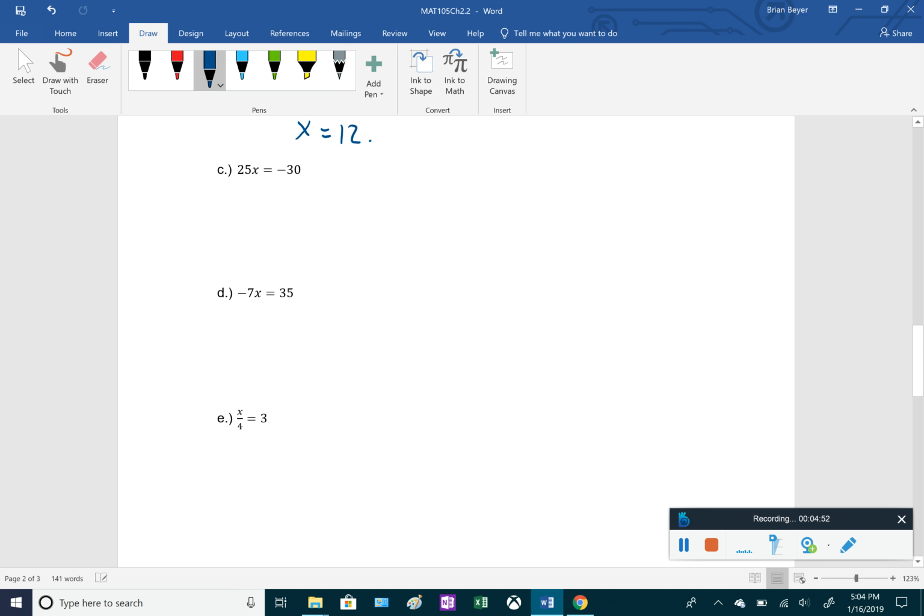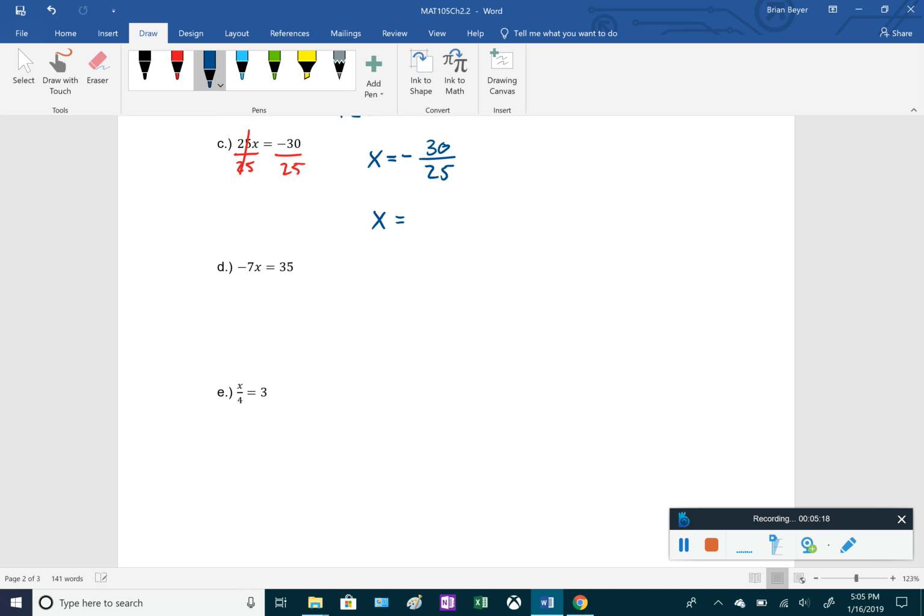And then for the next one, we have 25x equals negative 30. So for this one, 25 times x equals negative 30. Going to divide by 25 to cancel it. So we get x equals negative 30 over 25. We can actually simplify this a little bit. We can cancel off a common factor of 5 in the numerator and denominator. So 30 divided by 5 is 6. 25 over 5 is 5. So this equals x equals negative 6 over 5.